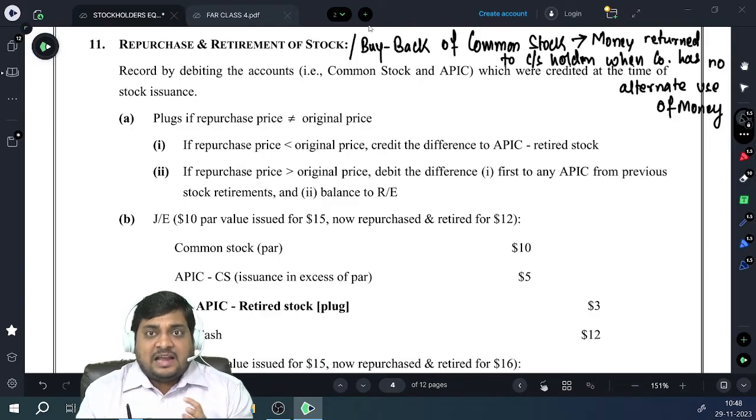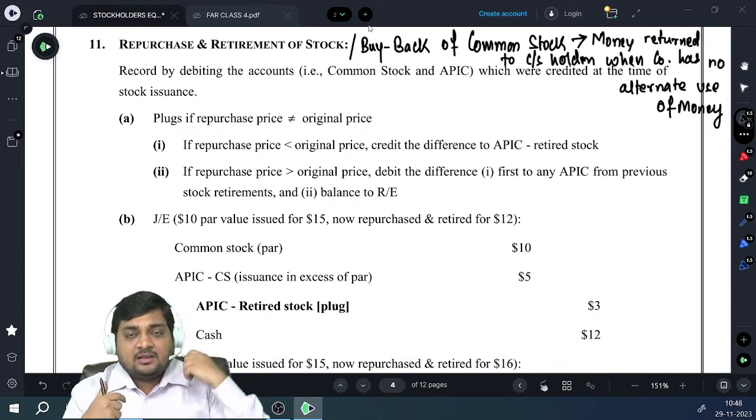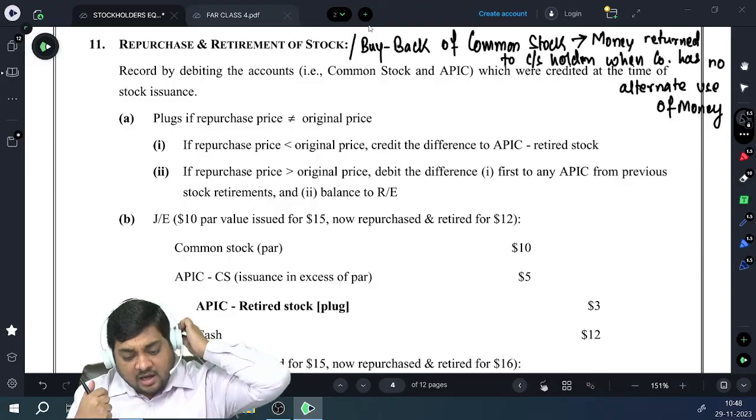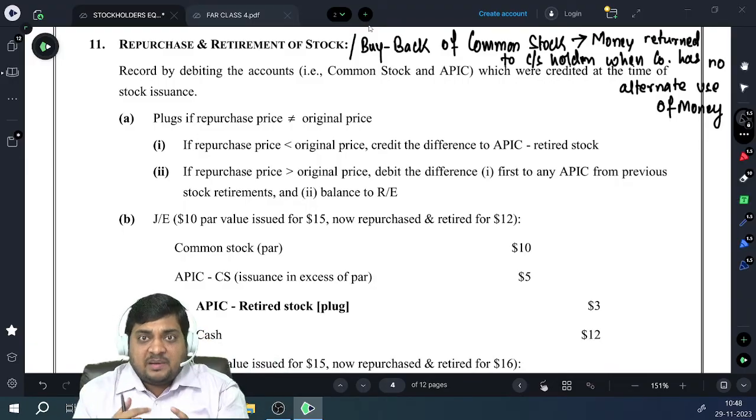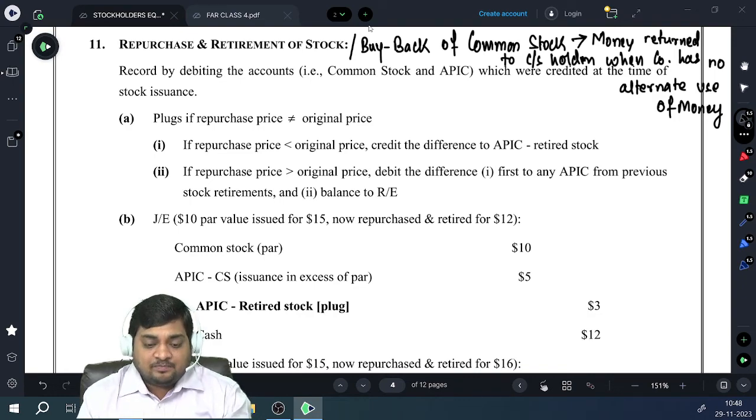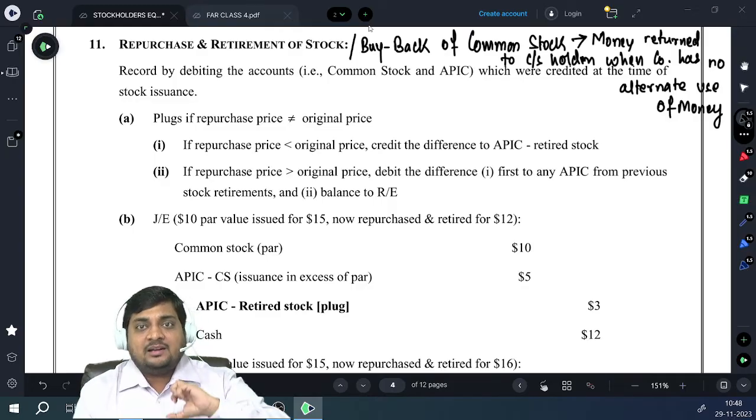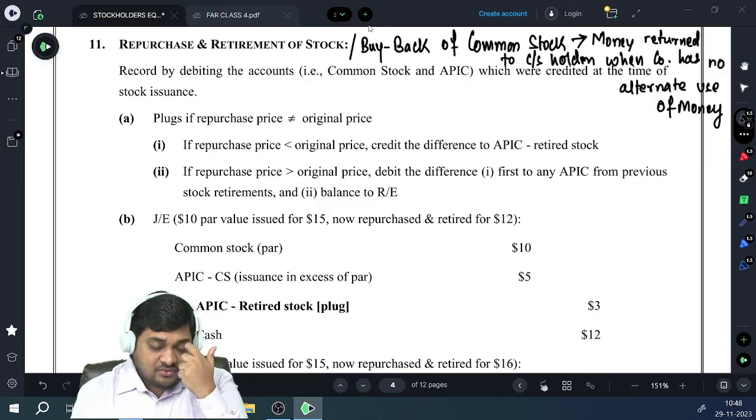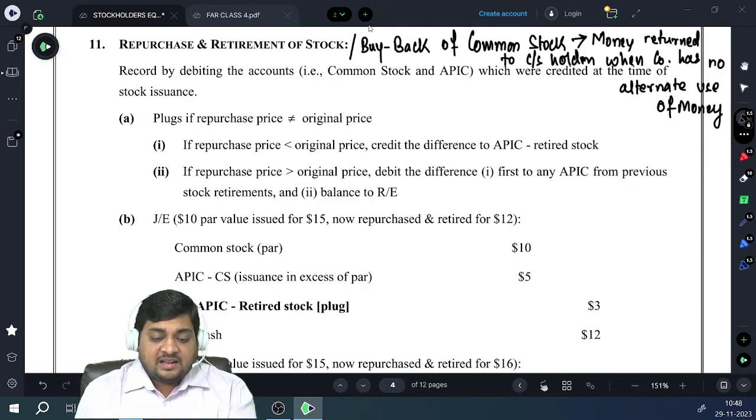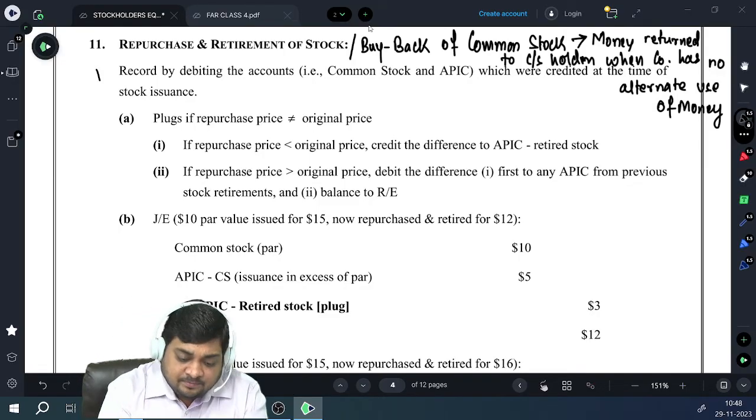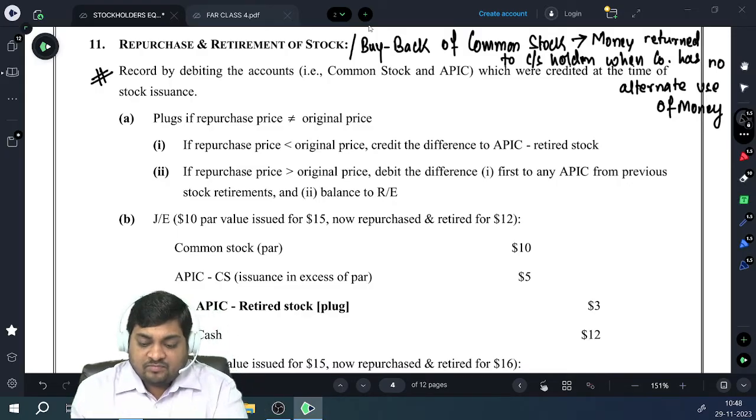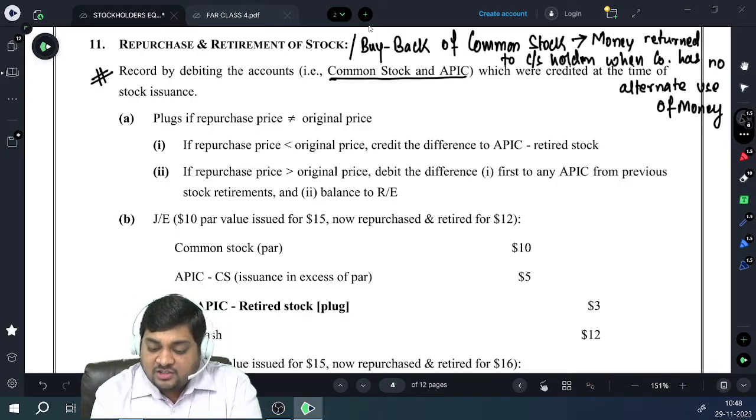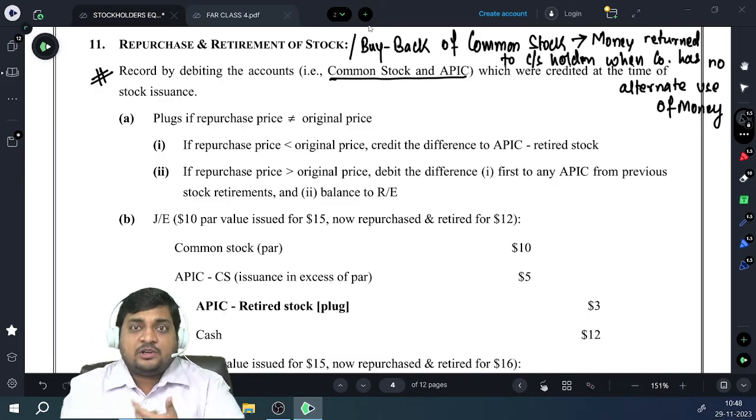So basically at the time of issue we credited the common stock and we credited additional paid in capital. So it's quite common that when you return them the money, when you repurchase common stock, the common stock will now be debited and additional paid in capital will also be debited. So the very first point which you need to note at the time of repurchase and retirement, you need to debit common stock and additional paid in capital, and obviously you need to credit cash, right?